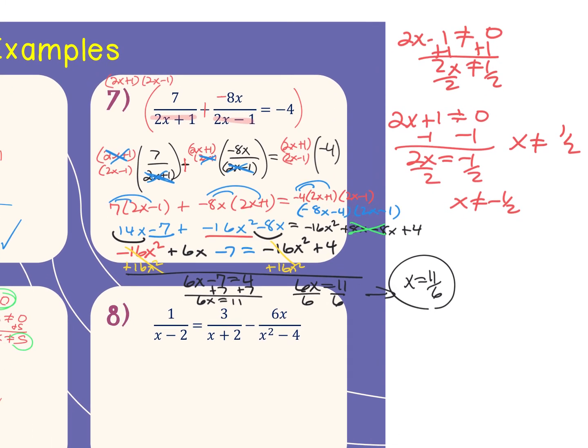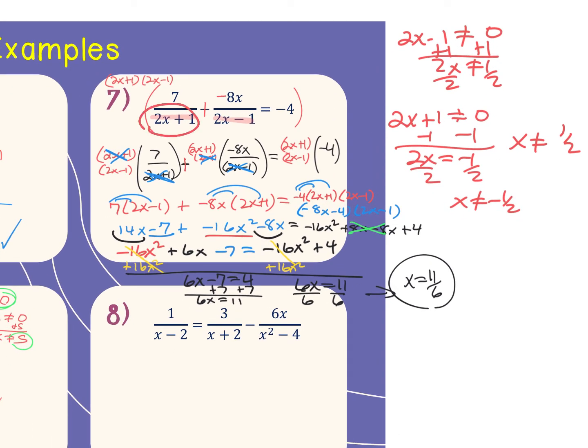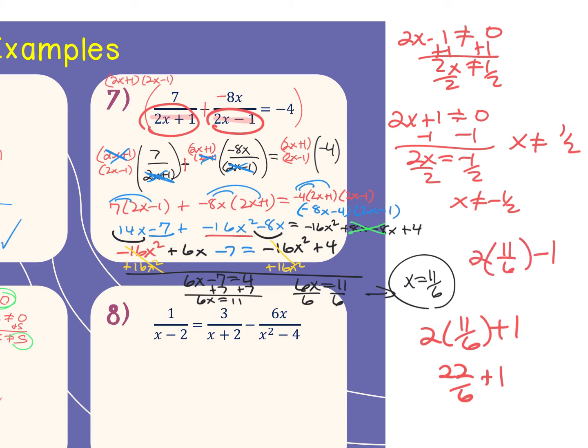But again, you could also take these two things and take 2 times 11/6 plus 1, and this would give you 22/6 plus 1. This is not going to be a 0. Same thing here, 2 times 11/6 minus 1. So notice that neither of these, when you plug it in, make the denominator a 0. So 11/6 is a good answer.